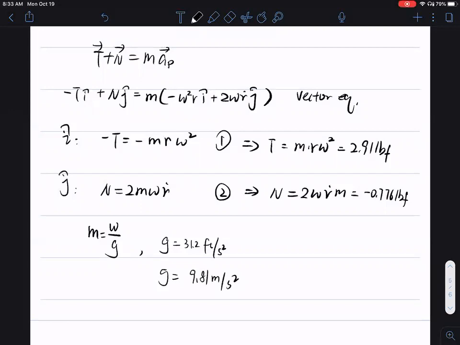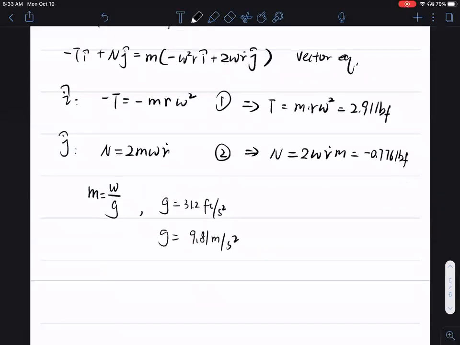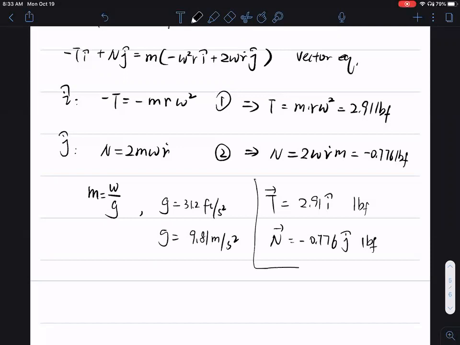Okay, now we solved the value of T and N. Can we write T and N in vector form? Since the forces are vectors, T equals 2.91 i pound force. N equals negative 0.776 j pound force. And this is your answer, the solution for this problem.